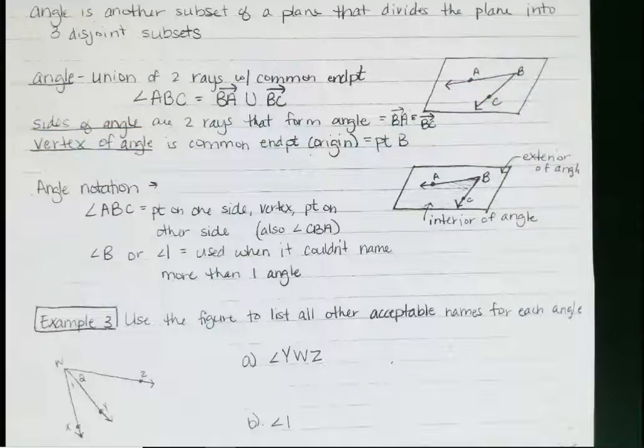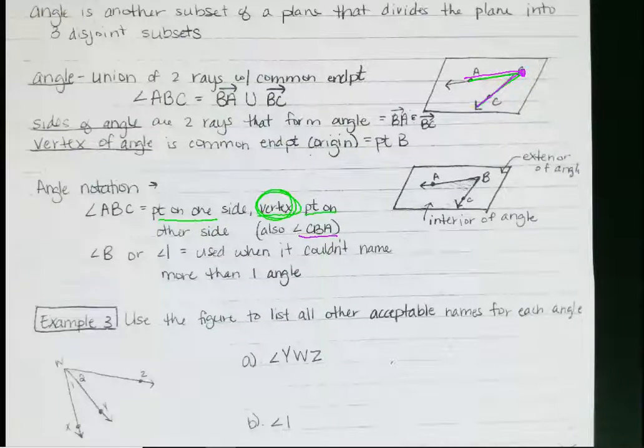All right, so angle notation, how we're going to name an angle. We can name it angle ABC. We use the point on one side, the vertex always goes in the middle, and the point on the other side. So we could name this angle ABC, or we could go the other way, because the order doesn't matter, and name it angle CBA, which is shown right here. But the vertex has to be in the middle when we name it.